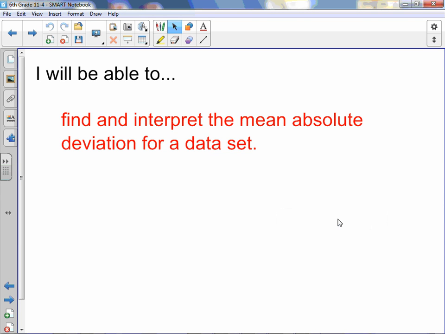Chapter 11, Lesson 4, Mean Absolute Deviation. You will be able to find and interpret the mean absolute deviation for a dataset.